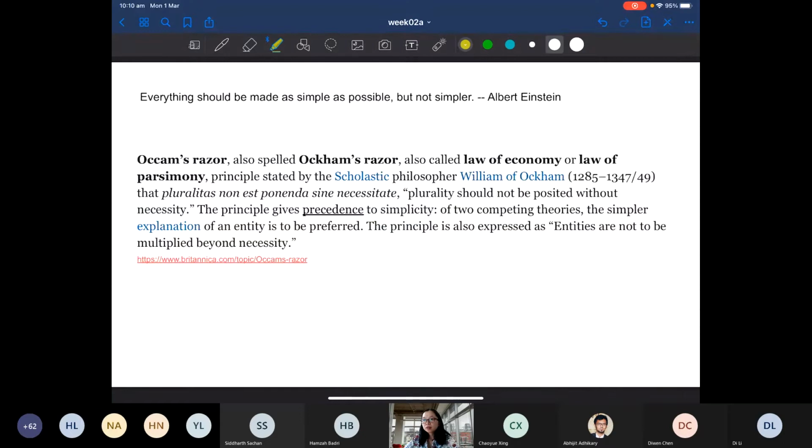And more generally, linear models are liked because of their simplicity, and simplicity has long been one of the driving principles in science, right? Albert Einstein has this famous quote that a lot of you would have seen. In machine learning, people quote what's called Occam's razor a lot. It's also called law of economy or law of parsimony. It states that plurality or complexity should not be posited without necessity. Right. So linear model is one of these models that are very simple.